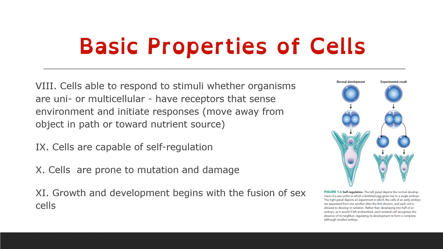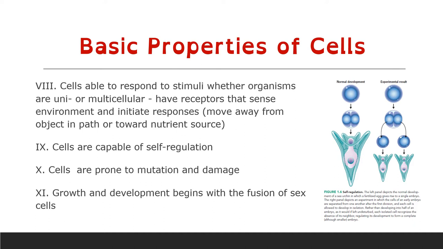So cells are able to respond to stimuli whether organisms are uni or multicellular. This is because these organisms do have what you call the receptors. So these receptors sense the environment and initiate responses, may it be moving away from an object in the path or towards a nutrient source. So these receptors can actually be hormones, growth factors, and extracellular materials, as well as substances from neighboring cells. So these pathways can make or break the cell's metabolic activities.